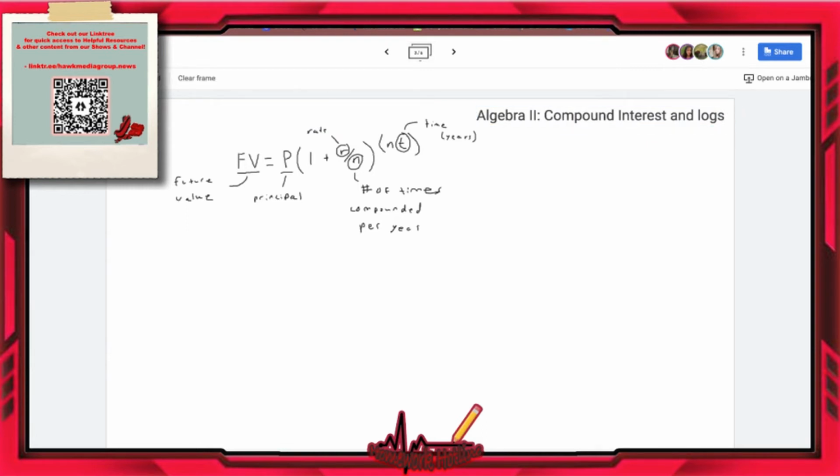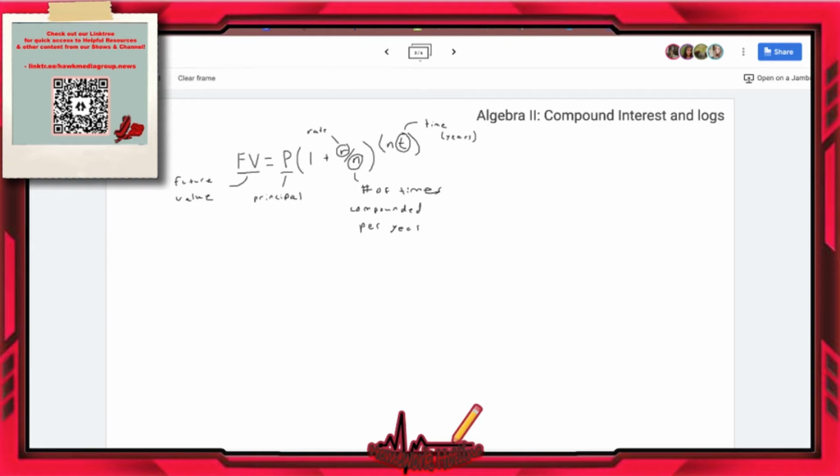Over a certain period of time, after that period of time, how much is it going to be worth? P is the principal, that's the initial amount that was invested. And then it's 1 plus R over N. R is your rate, and it's always going to be in decimal form. And N is the number of times it's compounded per year. And then to the power of N times T, which T is time in years.